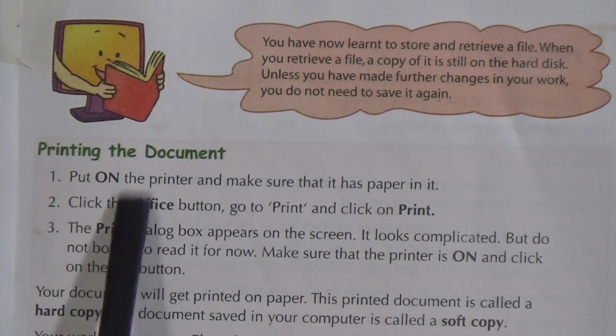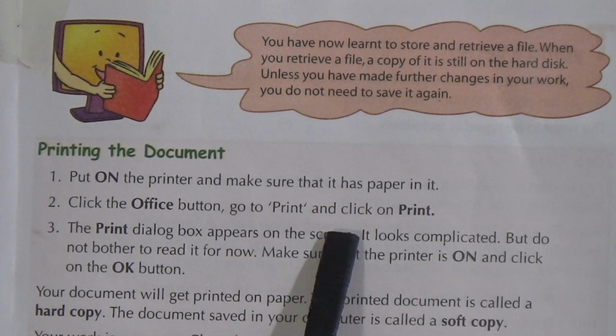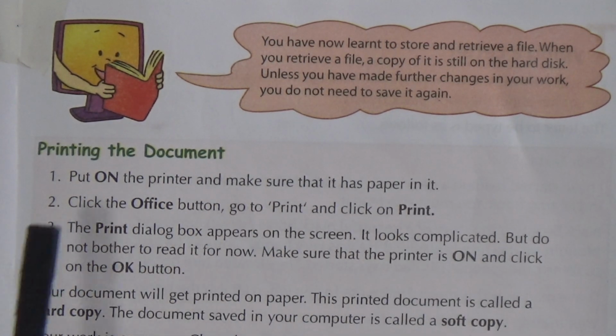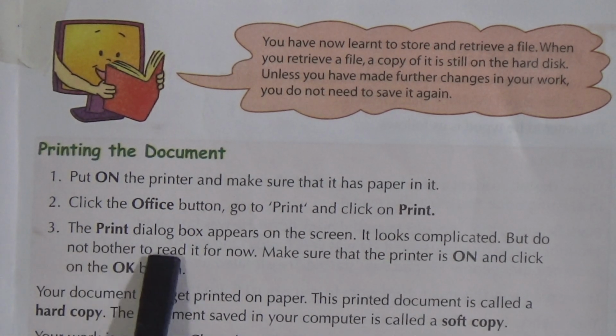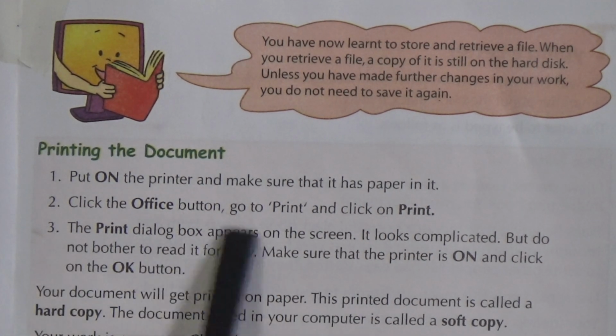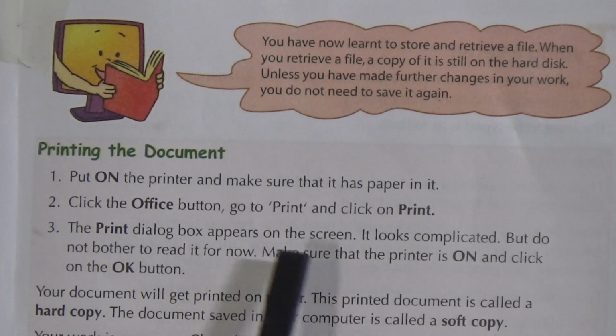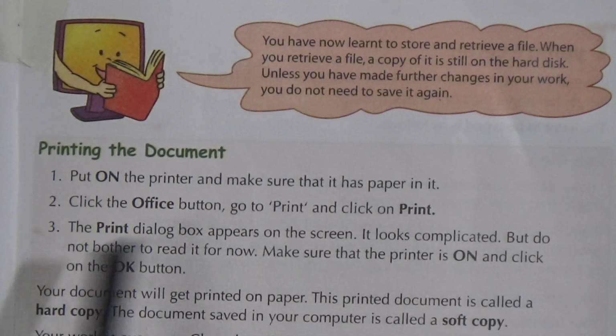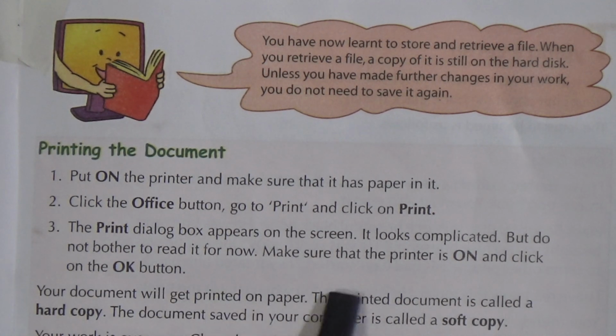In the office button, remember you had options of print. So you have to go there and click on the print option. Number 3, the print dialog box appears on the screen. When you click print, a dialog box appears for the print option. It looks complicated, but do not bother to read it for now. Make sure that the printer is on and click on the OK button. Your document will get printed on paper.